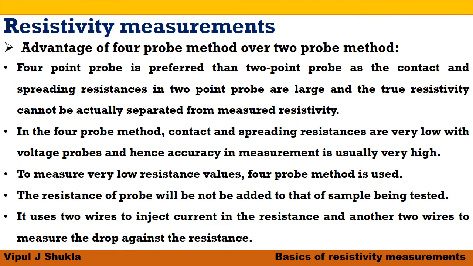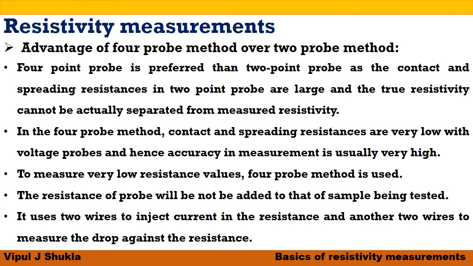There are certain advantages of the 4-probe method over the 2-probe method. The 4-point probe is preferred over the 2-point probe, as the contact and spreading resistances in the 2-point probe are large and the true resistivity cannot actually be separated from the measured resistivity. In case of the 4-probe method, contact and spreading resistance are very low with the voltage probes, and hence accuracy in measurement is usually very high.